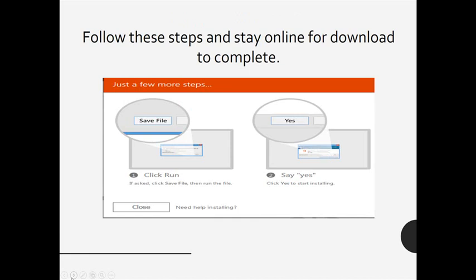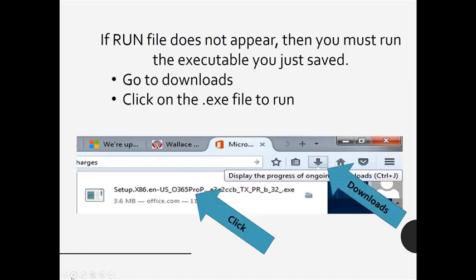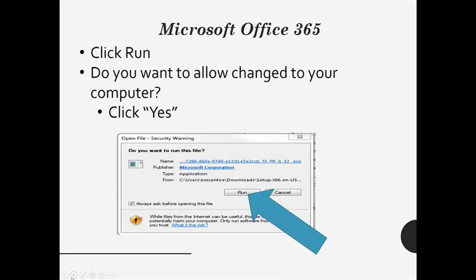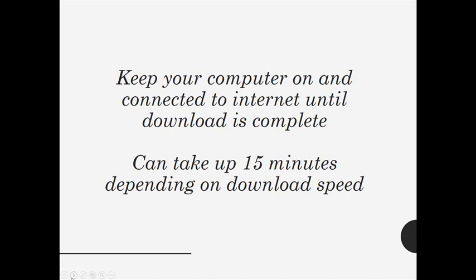If you'll follow these steps and stay online, the download will complete. If Run File does not appear, then you must run the executable you just saved. Go to Downloads, click on the .exe file to run the program. Click Run, and when it asks you, do you want to allow change to your computer, click Yes. Keep your computer on and connected to the internet until the download is complete. Depending upon your internet speed, it can take up to 15 minutes.